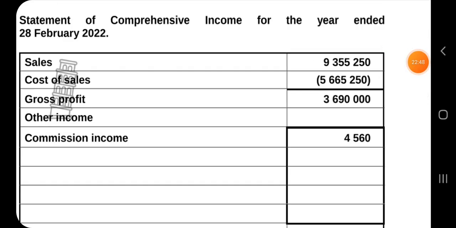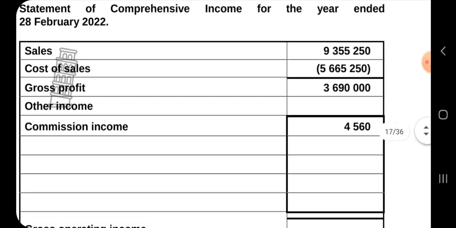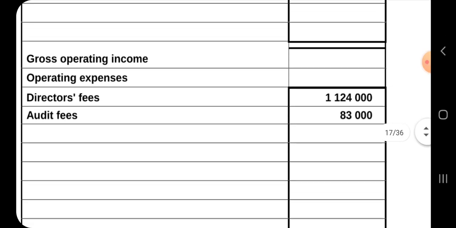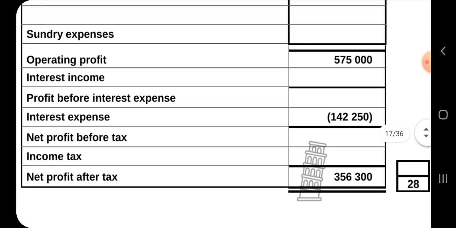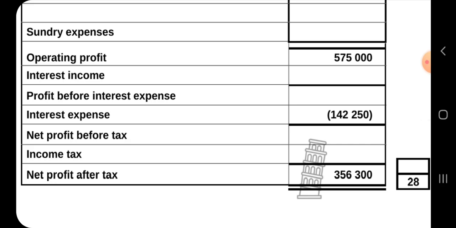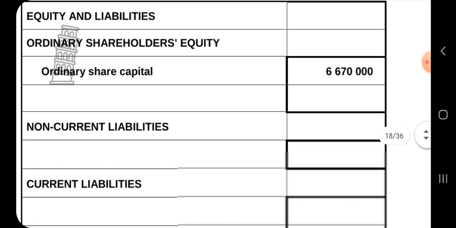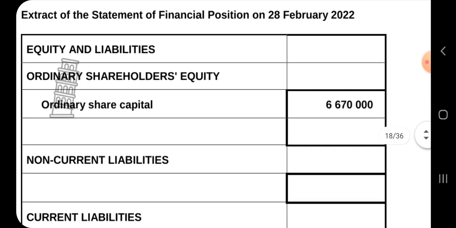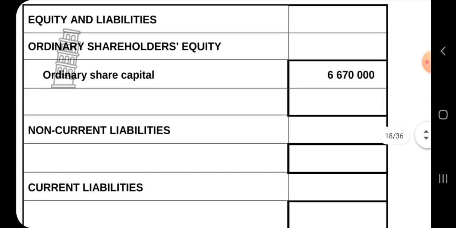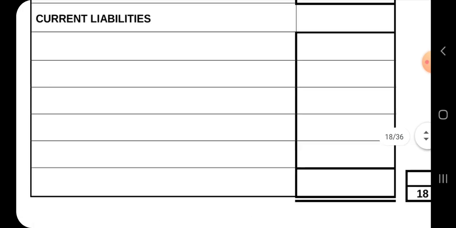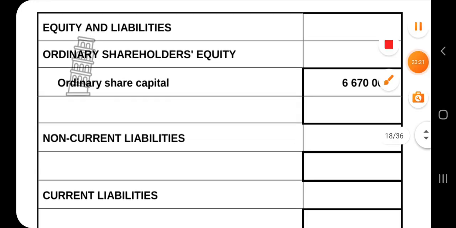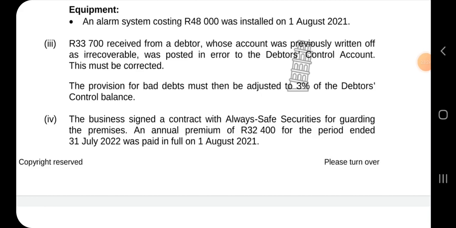So firstly, let's check. This is the answer sheet. Sales, cost of sales, and gross profit have already been entered. Then commission income, director's fees and audit fees, interest expense, operating profit and net profit after tax. And then for the extract of the statement of financial position, you're only going to do equity and liabilities. So we're not doing assets. We are not required to do the current assets.